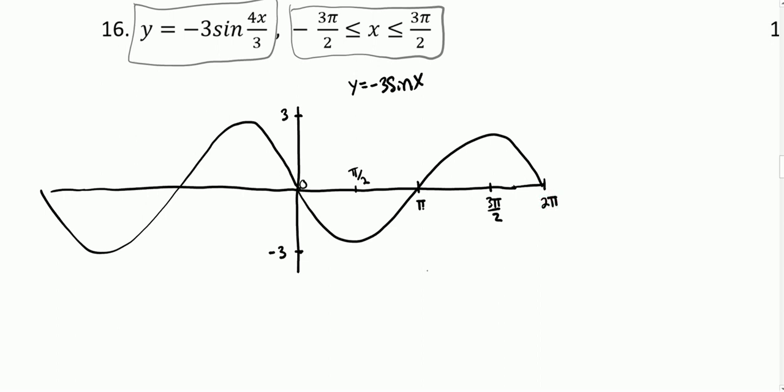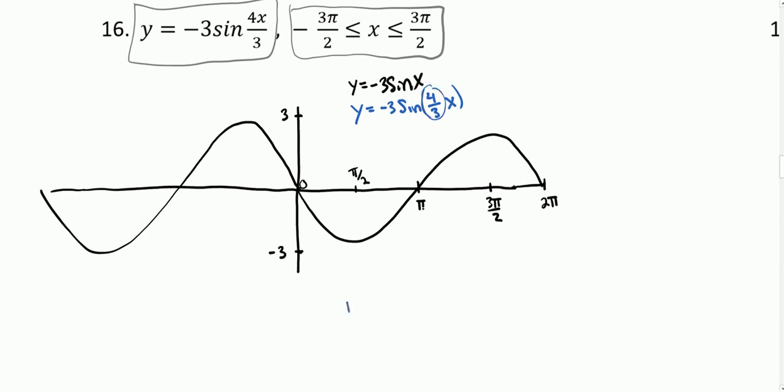Looking at just that right hand side, we're going to adjust those now to work with our function, which I'll put in blue, which is y equals -3 sine of 4x over 3, or that's the same thing as 4/3 x. So we multiply our pi over 2, pi, 3 pi over 2, and 2 pi by the reciprocal of 4/3.